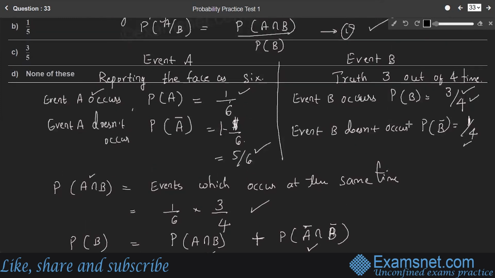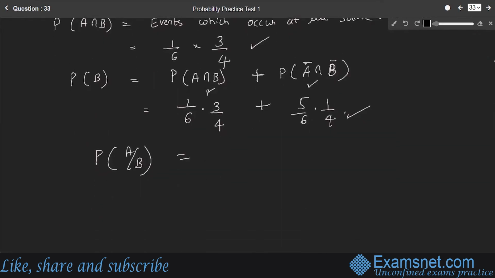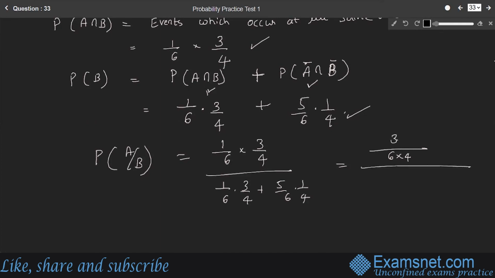So it is P of A intersection B. Substitute this in equation 1. P of A intersection B is 1 by 6 into 3 by 4, divided by P of B, which is 1 by 6 into 3 by 4 plus 5 by 6 into 1 by 4. Both in the numerator and denominator, we have 6 into 4 as the denominator. So the numerator is 3, whereas in the denominator we have 6 into 4 as LCM, and in the numerator we have 3 plus 5. Therefore, 6 into 4 and 6 into 4 will get cancelled. We have 3 by 8 as the probability.